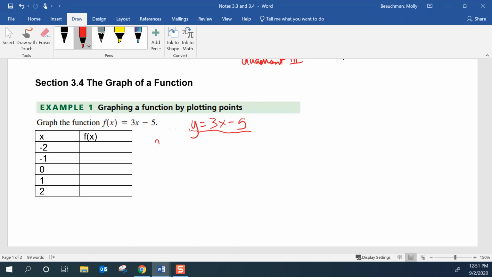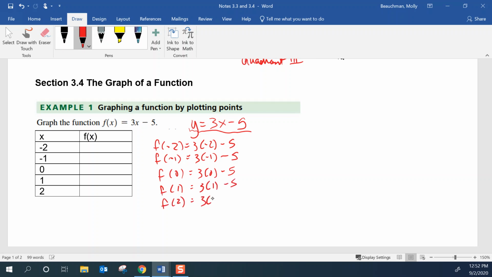So f of -2 means substitute -2 in the function. F of -1 means substitute -1 in the function. And then substitute each of these values to figure out what y is. So for the first, f of -2, 3 times -2 is -6 minus 5 is -11. So when x is -2, f of x is -11.